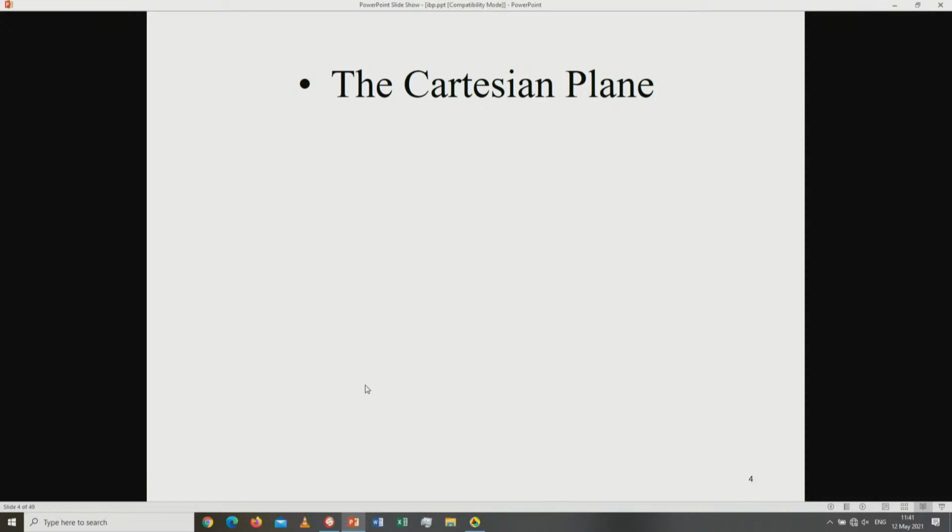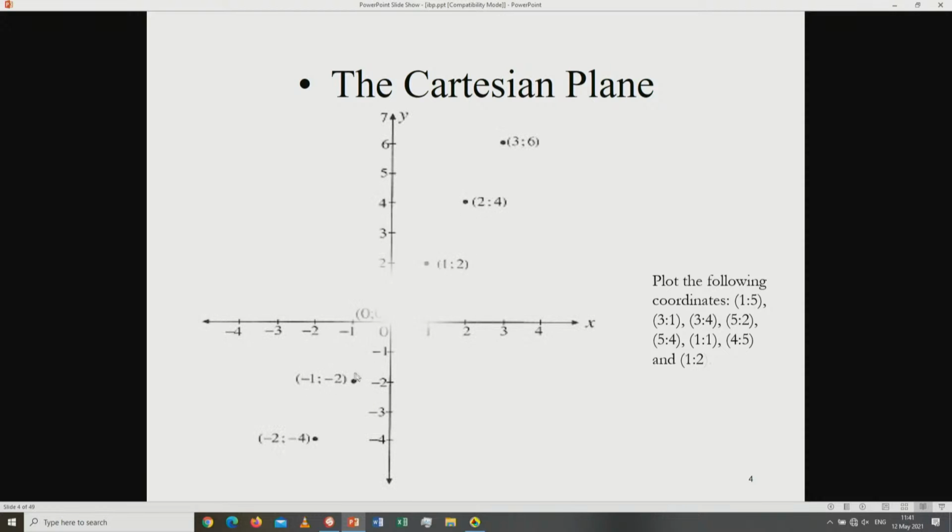Okay, now on the Cartesian plane, this is what we have. If I were to sketch the graph, or plot the points, I would have x = -2, and y = -4. I would have x = -1, y = -2. These are now the points that are plotted on the Cartesian plane. Very, very important.